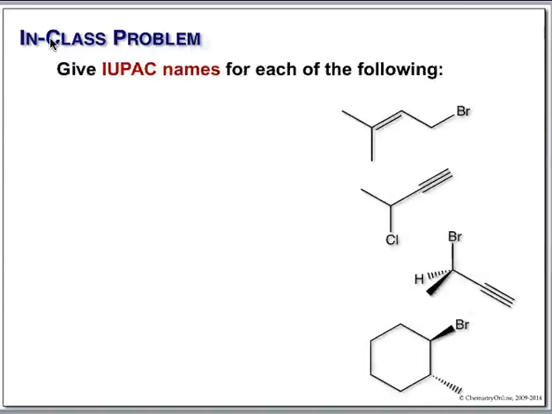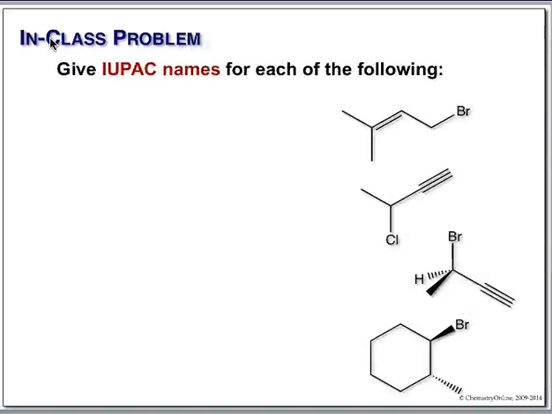All right, the first page here is simply nomenclature. At the start of chapter 10, I think we did a review of nomenclature of alkyl halides, and that's what this is: alkyl halides with mixed functionality and stuff like that. Starting out with our first one, this is obviously an alkene.